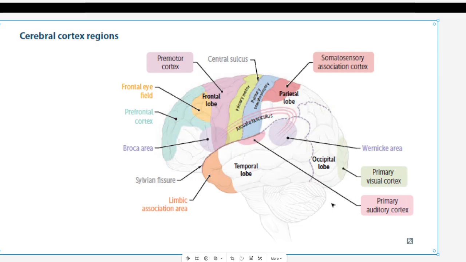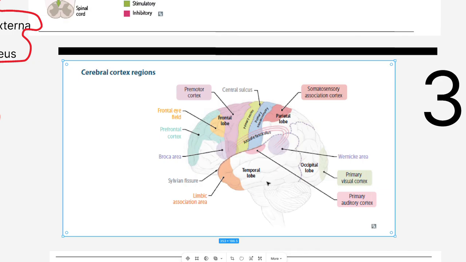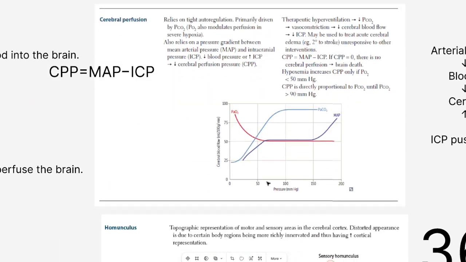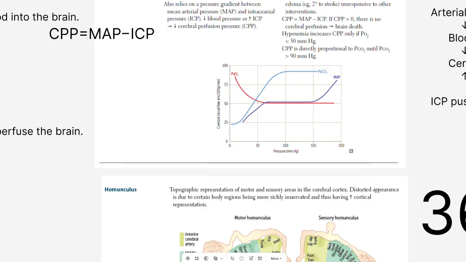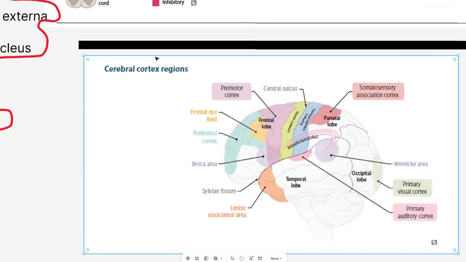And then we have the occipital lobe. The occipital lobe, by its name, basically is responsible for the vision. So you have the primary visual cortex here, and the temporal lobe is here. You have the limbic association area here, and your primary auditory cortex here. So temporal lobe has more to do with hearing and understanding language because the Wernicke area is here, and also a bit about the memory, right? Now, moving on, let me do this a bit more in detail.